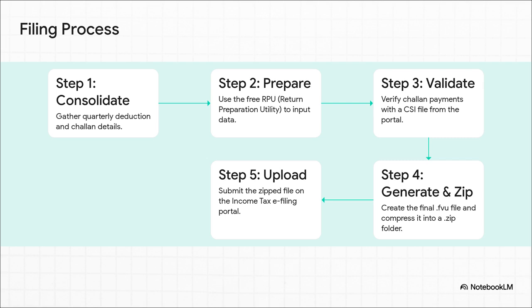Now the key part here is step 3, the validation. You have to download something called a CSI file, which basically confirms that your payments match what the government has on record. It's a crucial check. Once that's done, you generate the final file, zip it up, and boom, you upload it to the portal.